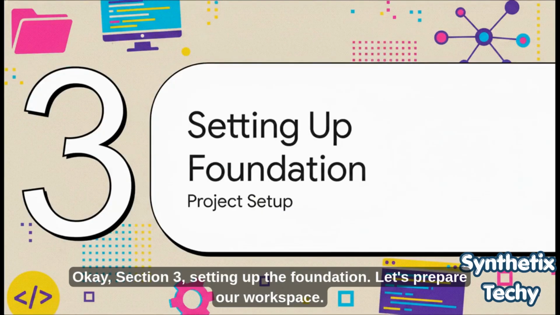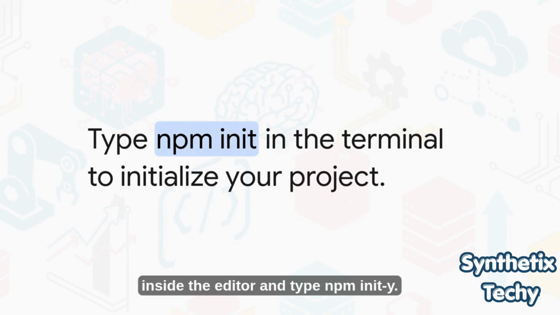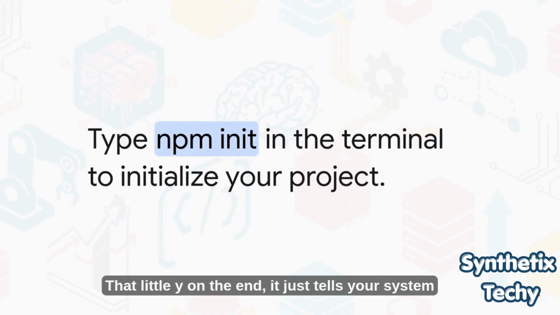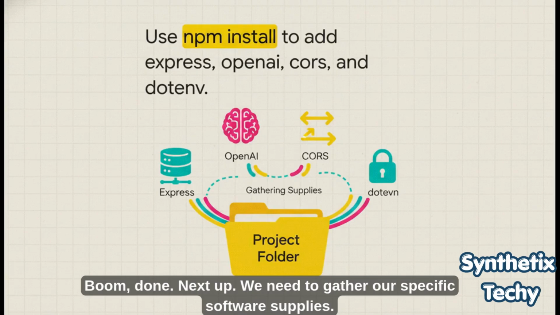Okay, Section 3, setting up the foundation. Let's prepare our workspace. Once you've got an empty folder open in VS Code, we need to initialize it. All you do is open your terminal window right inside the editor and type npm init -y. That little y on the end, it just tells your system to automatically say yes to all the default settings. It instantly creates a package configuration file so we can seamlessly plug in our AI tools. Boom, done. Next up, we need to gather our specific software supplies.